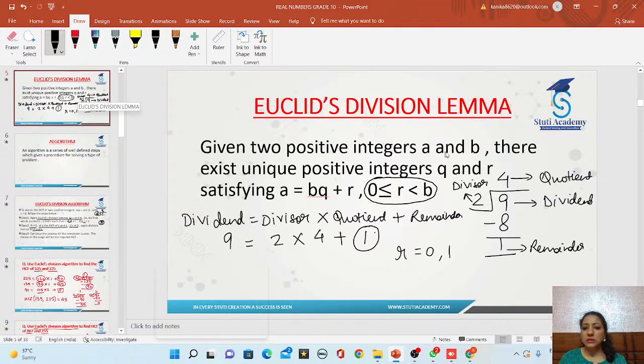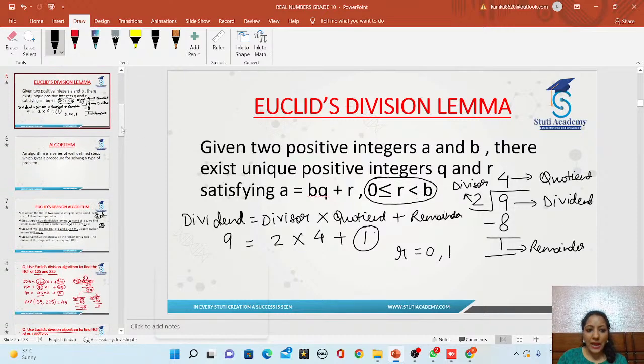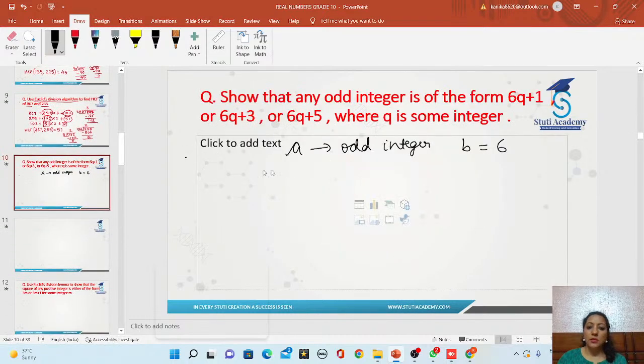Given two positive integers a and b, there exist unique positive integers q and r satisfying a equal to bq plus r, where 0 is less than or equal to r less than b. So I'm going to apply this concept in this question. So I have two integers a and b. Here there exist unique positive integers q and r, by Euclid's division lemma, such that a is equal to bq plus r, where 0 is less than or equal to r less than b.